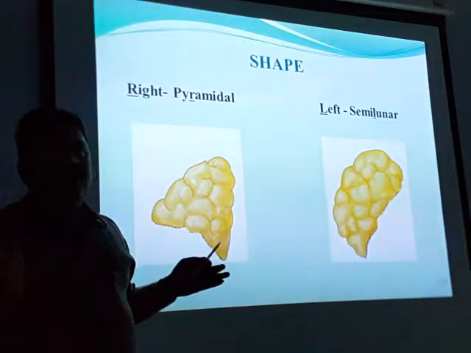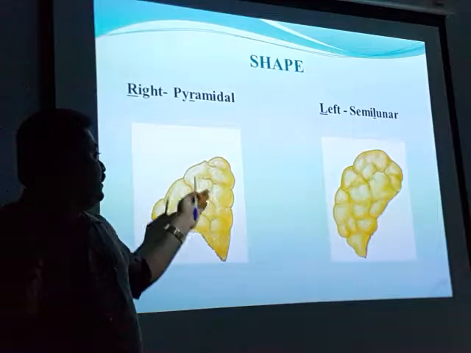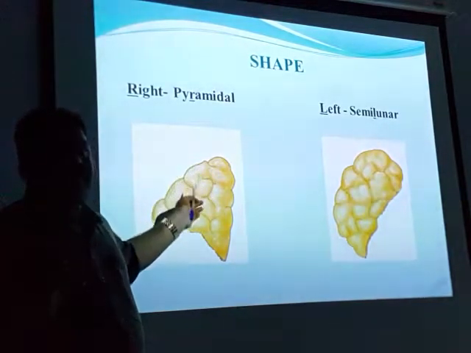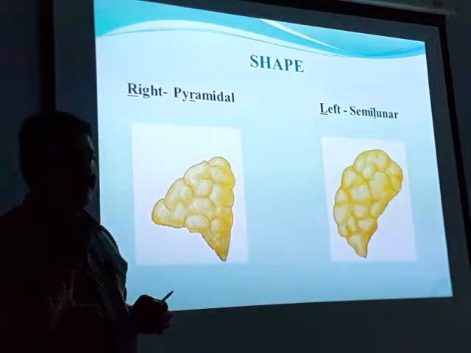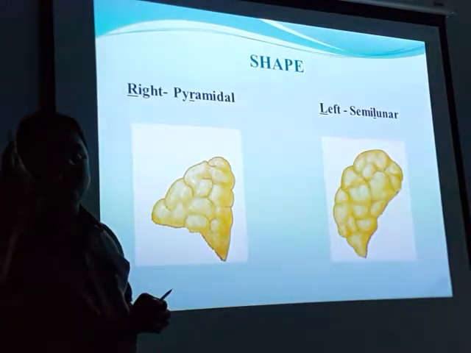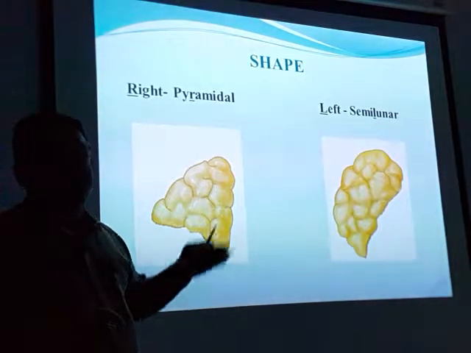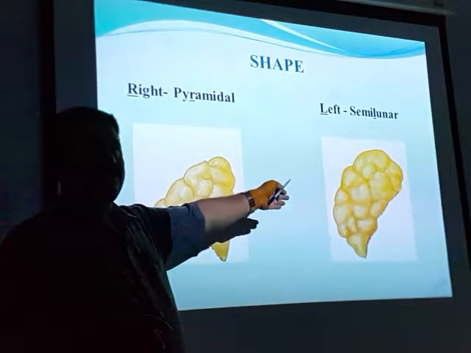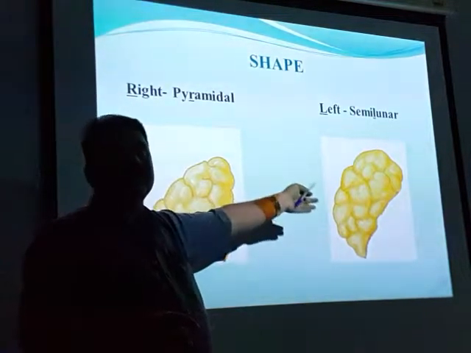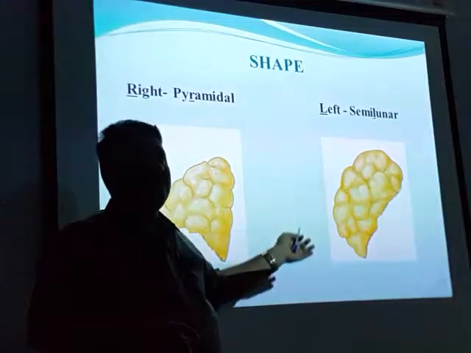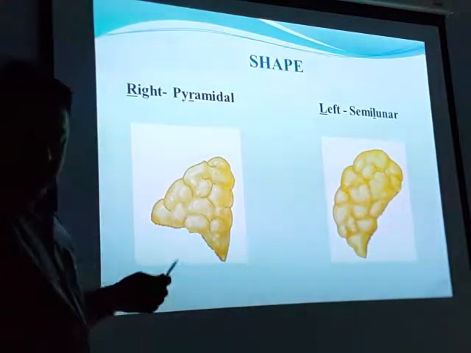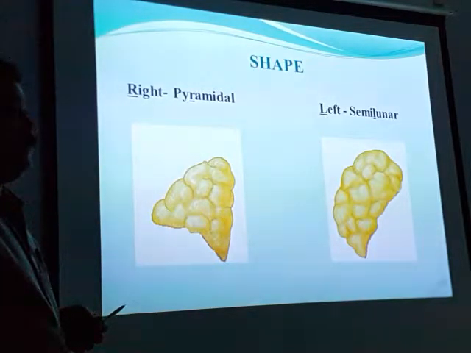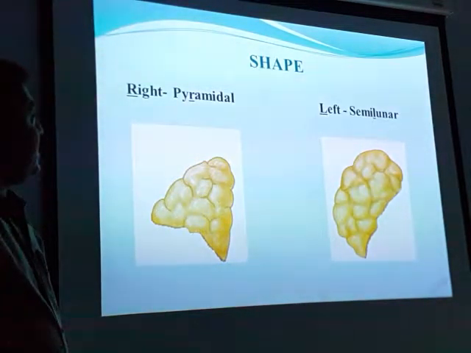So the right suprarenal gland is pyramidal in shape, situated above the right kidney. Above the left kidney is the left suprarenal gland, which is semilunar in shape. This is the shape of the suprarenal gland.